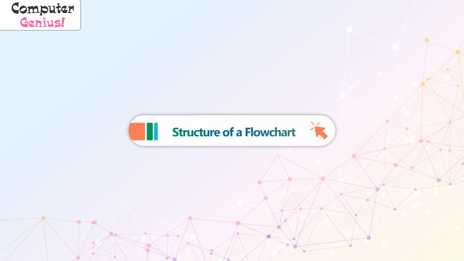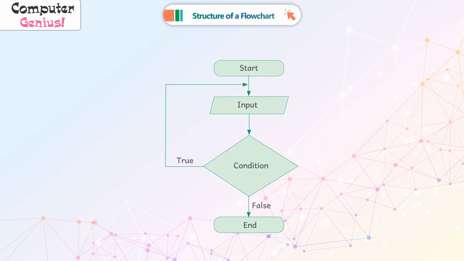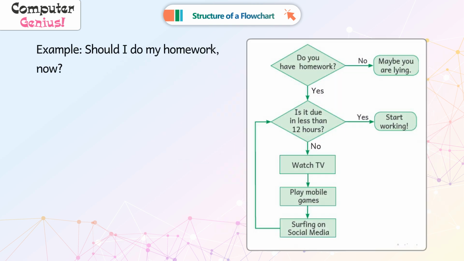Structure of a flowchart: start, input, condition, true, false, end. Example: should I do my homework now? Follow the given path to draw a flowchart.